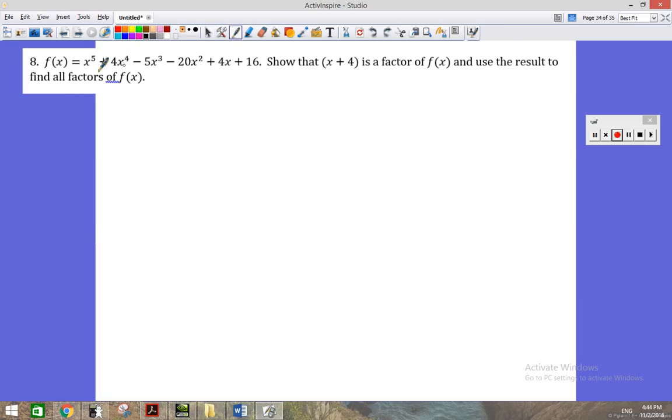So here I have a 5th degree polynomial, but they're telling me that I have one of the factors, and it's asking me to find all of the factors. And it's wanting me to show that that's true, not to just blindly believe them. So I'm going to do synthetic division, and I should have a remainder of 0 if what they're telling me is true. Now, is this in standard form?